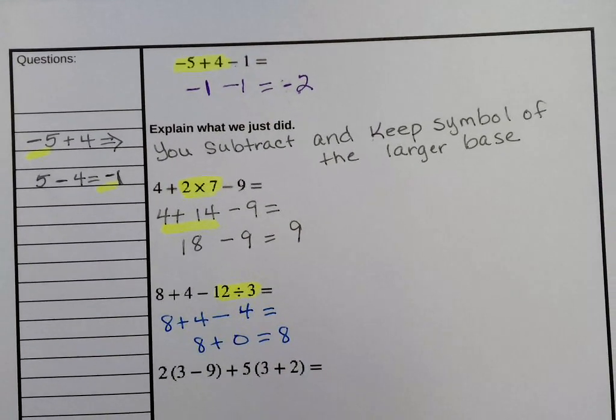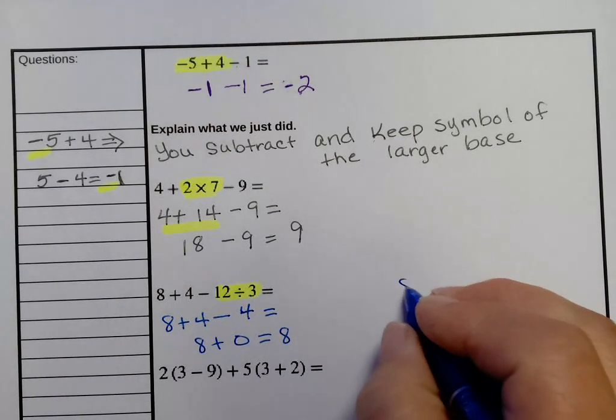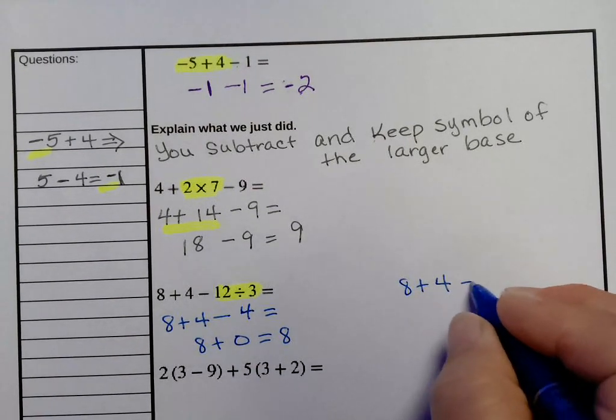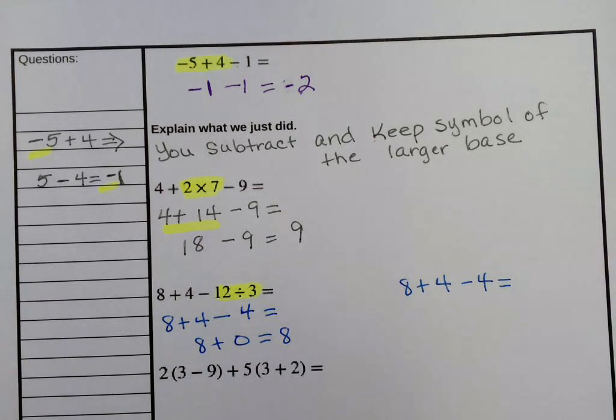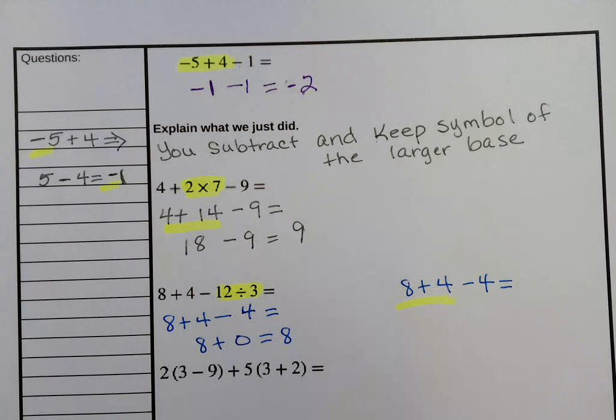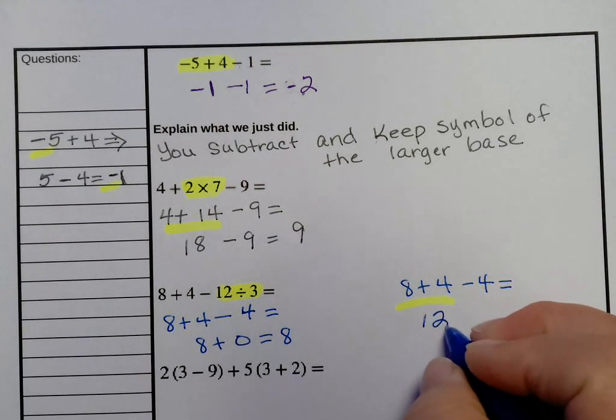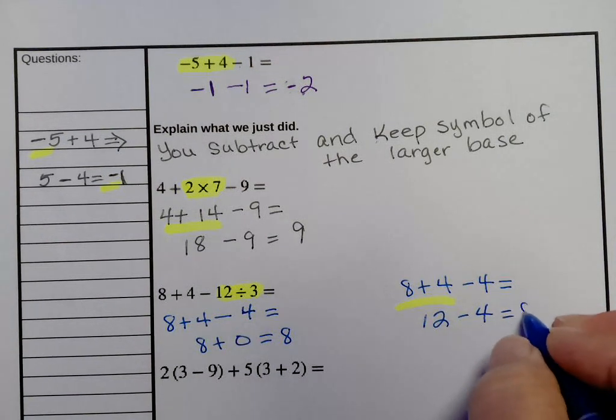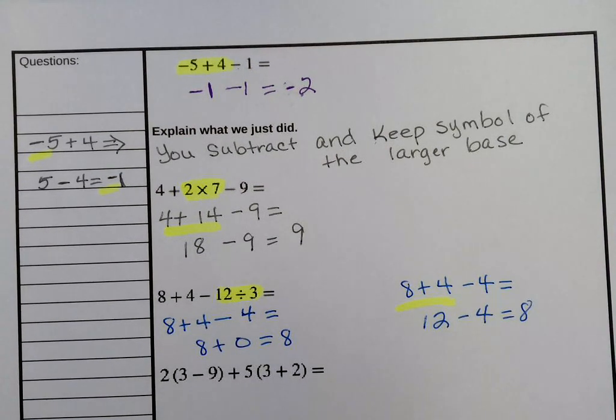Could I have done it the other way? Of course. 8 plus 4 minus 4 equals. This time I start with the 8 plus 4. 8 plus 4 is 12. Minus 4 is equal to 8. And I'm back where I started. I got the same answer both times.